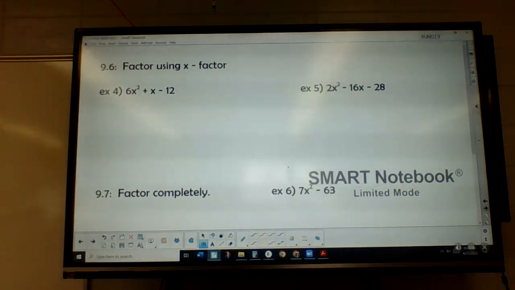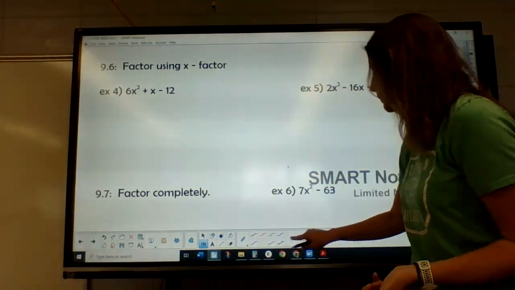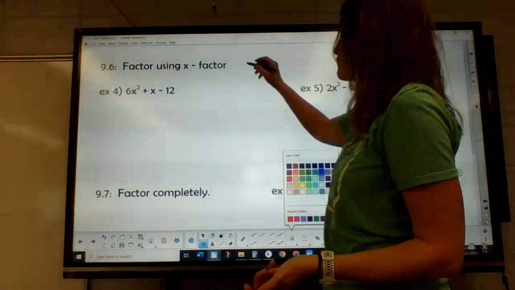So now these next two are X factor, but they're two different types. Well, I say they're X factor, but they're actually not both X factor. So the big thing with any problems like this, always look for a GCF first.